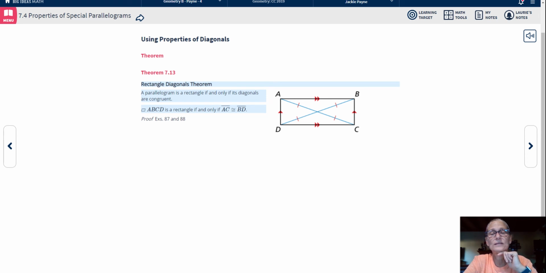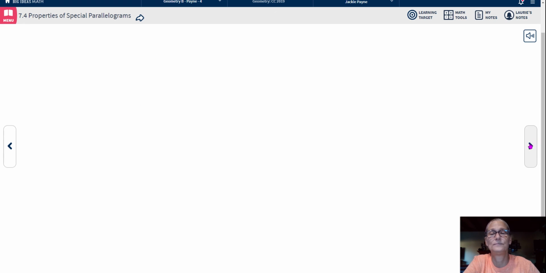A parallelogram is a rectangle if and only if its diagonals are congruent. And the good thing about this is they look congruent. Okay, they look the same. So there are, again, proofs in your book, examples 87 and 88. We're not going to do that right now, but we know that a rectangle has both parallel sides, opposite, and then that makes AC congruent to BD, and you see that they're all bisected.